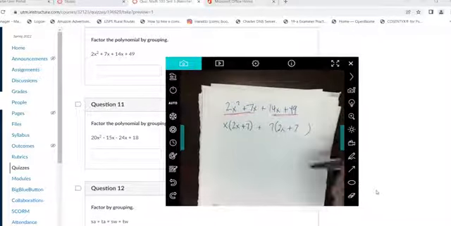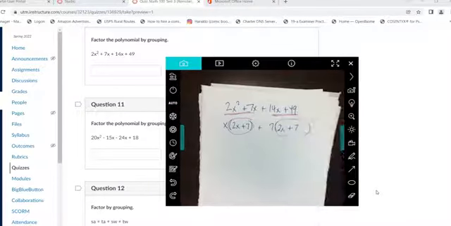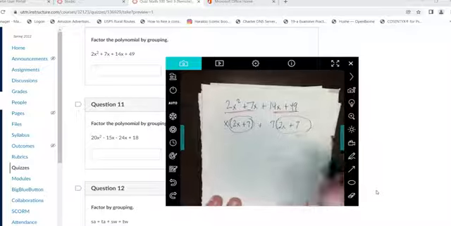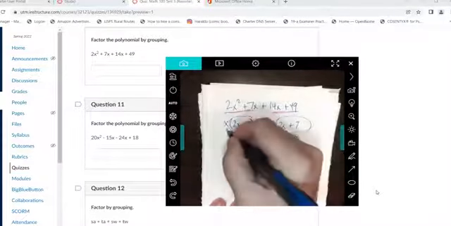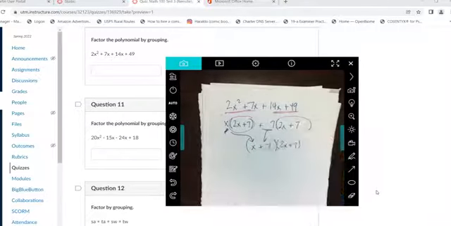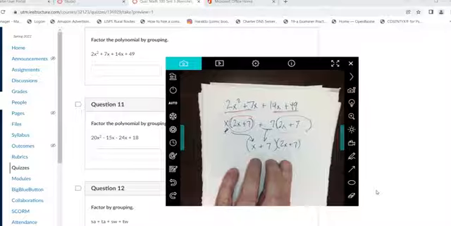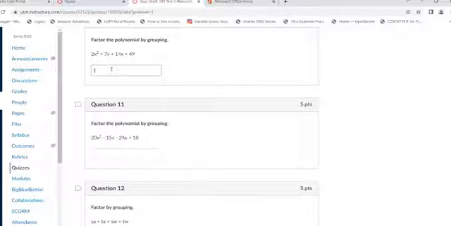Okay. Now, these have 2x plus 7 in common. And what goes in here? X plus 7. So the order doesn't really matter. You could have written it the other way, but you can factor this as x plus 7 times 2x plus 7. No spaces. Okay.